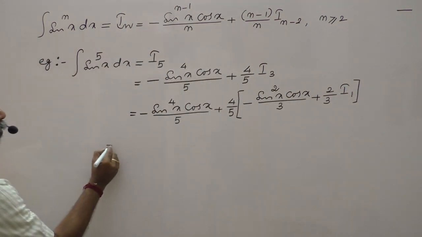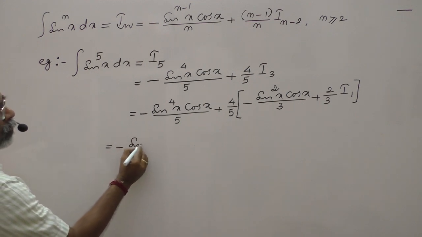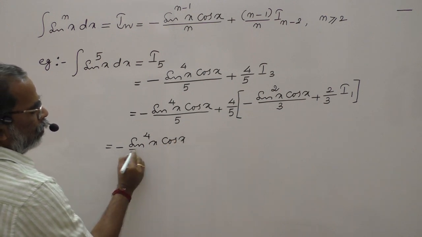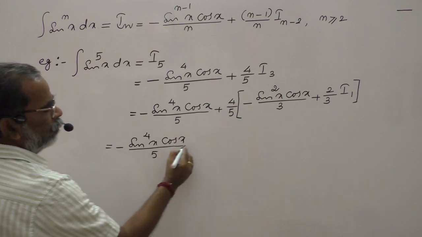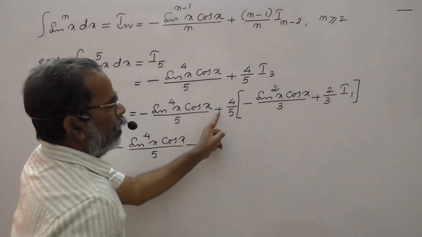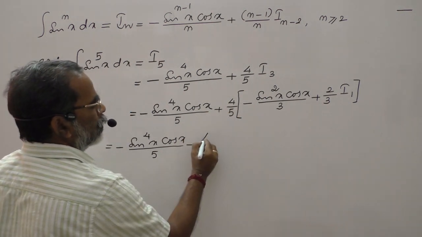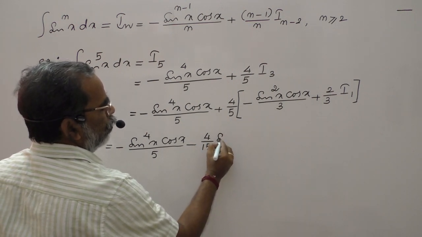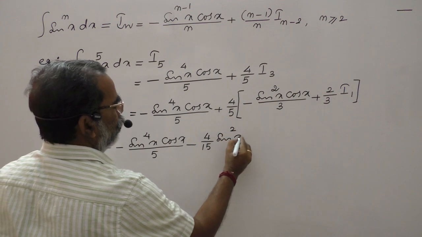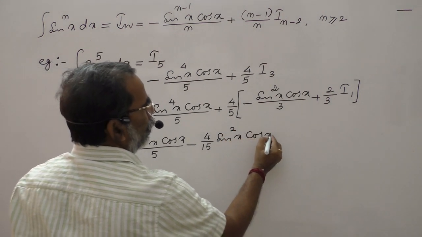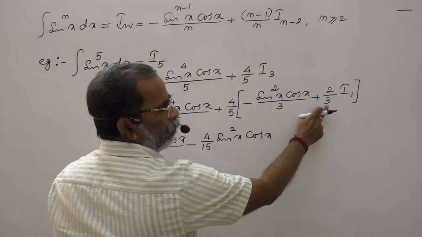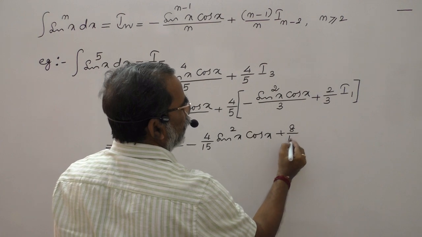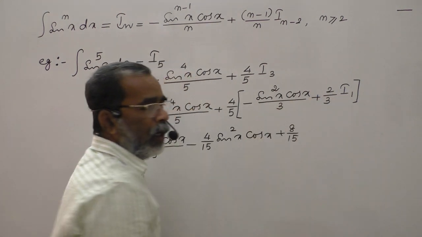So therefore now this is equal to minus sine power 4x into cos x, whole divided by 5. Here I will multiply plus into minus, minus 4 divided by 5 into 3, that is 15, into sine square x into cos x. This 4 by 5 multiplies this also. Therefore we will get 8 by 15, and what is there? I1.